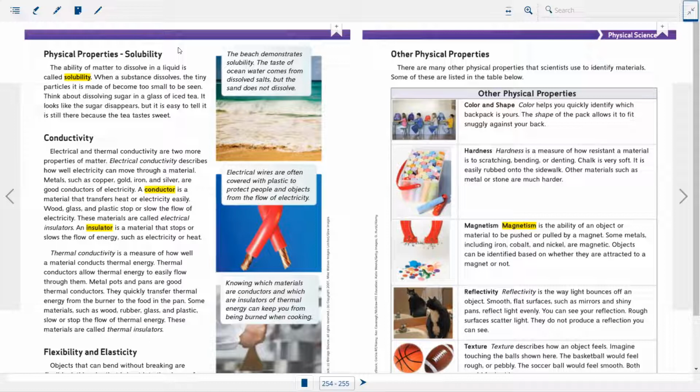They quickly transfer thermal energy from the burner to the food in the pan. Some materials, such as wood, rubber, glass, and plastic, slow or stop the flow of thermal energy. These materials are called thermal insulators. So sometimes you'll see the handle of those pots and pans has a rubber coating, right? And the reason it has that, a rubber coating or maybe a wooden handle, is to basically work as an insulator. So it actually protects and stops heat from flowing all the way through it so that when you hold on to the handle of that pan, you're not burning your hands.